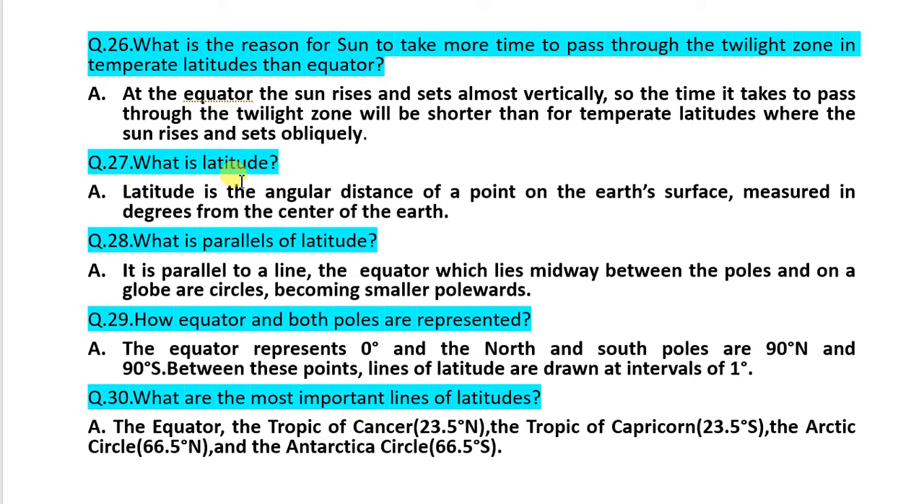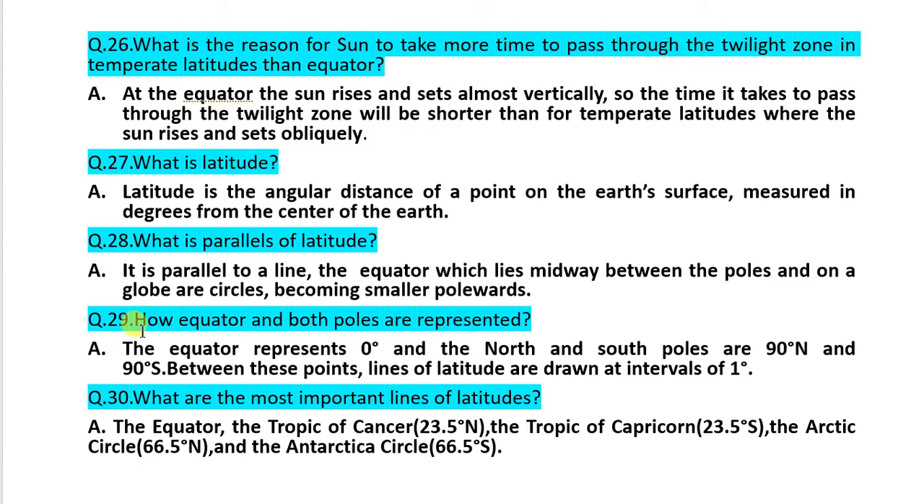Next question, what is latitude? Latitude is the angular distance of a point on the Earth's surface, measured in the degree from the center of the Earth. Next question, what is parallels of latitude? Answer is it is parallel to a line, the equator, which lies midway between the poles and on a globe appears as circles, becoming smaller polewards.